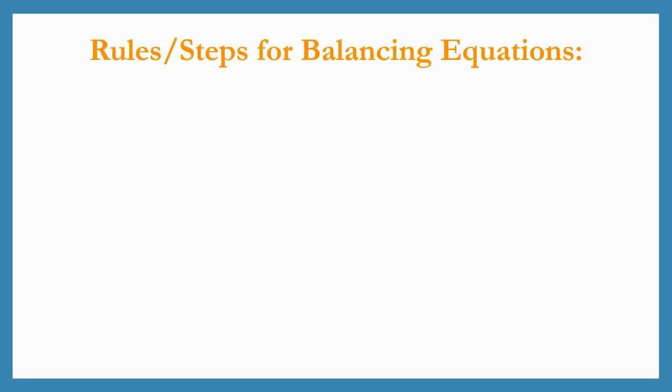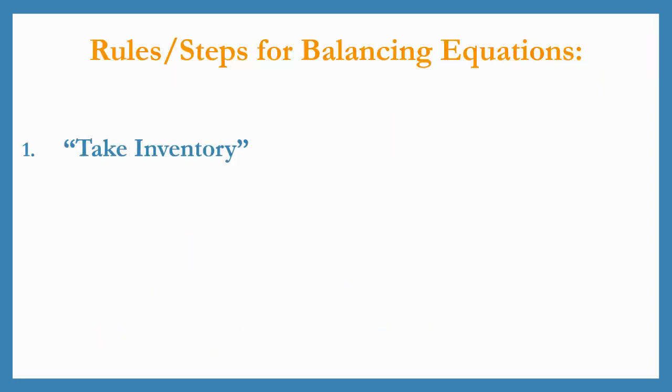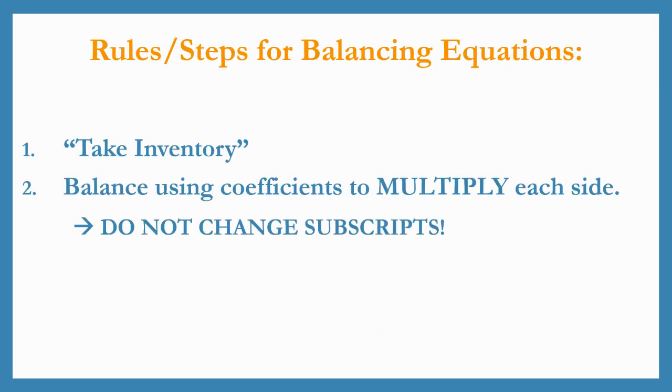So here are the general rules that you have to follow when balancing equations. One, you need to take some inventory. Here we had four blue nitrogens, so this side had to have four blue nitrogens. So 4 times 2 there, and 4 times 1. That's how we know that was 4. You need to balance by using coefficients and multiplying them.